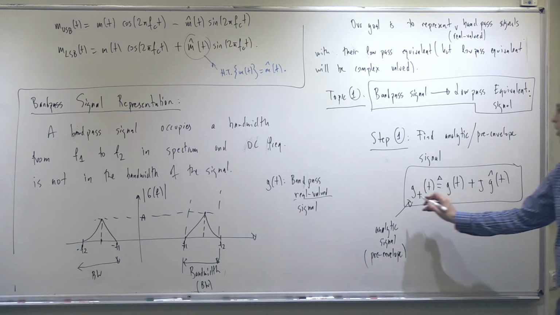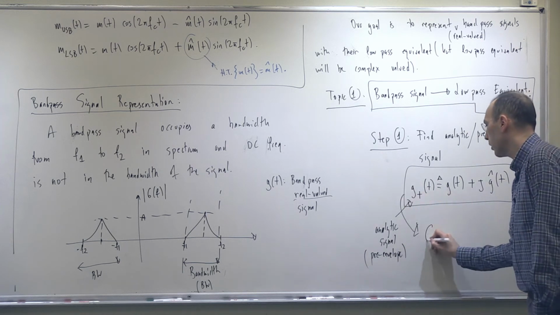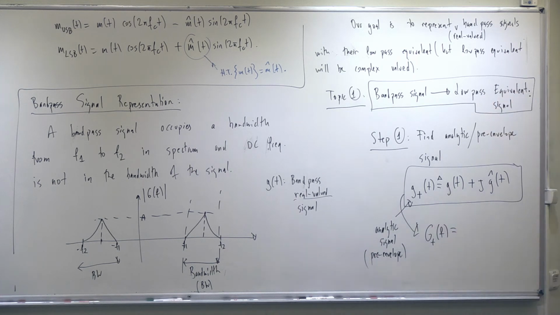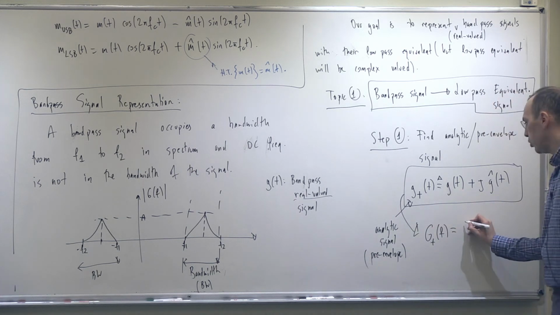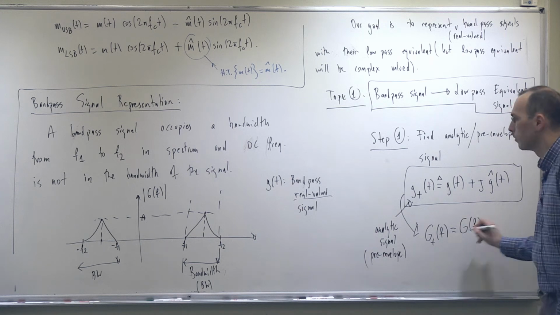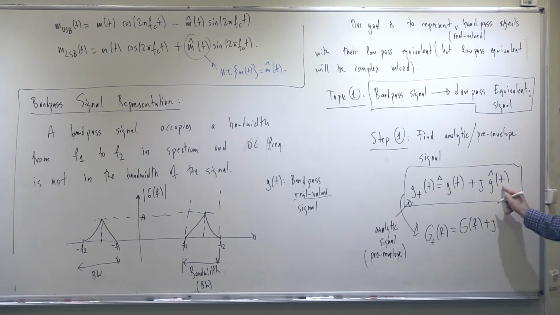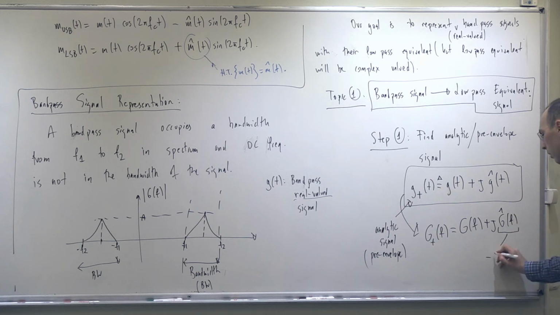And let's just calculate the Fourier transform of this. Maybe we can see what's going on. Now this is G of f, this thing, plus J times this other function in Fourier domain. What is this other function in Fourier domain? So this is the Hilbert transform. So what was the Hilbert transform? Minus J signum f times G of f. Am I right?